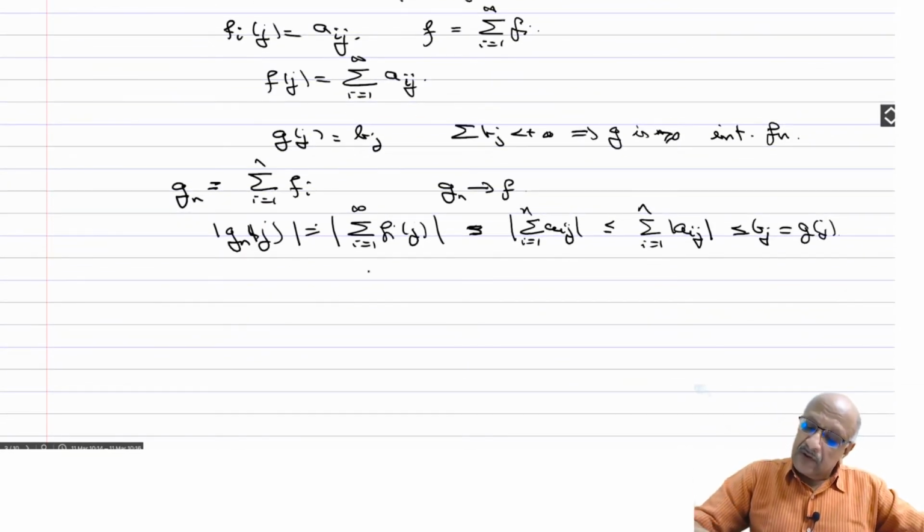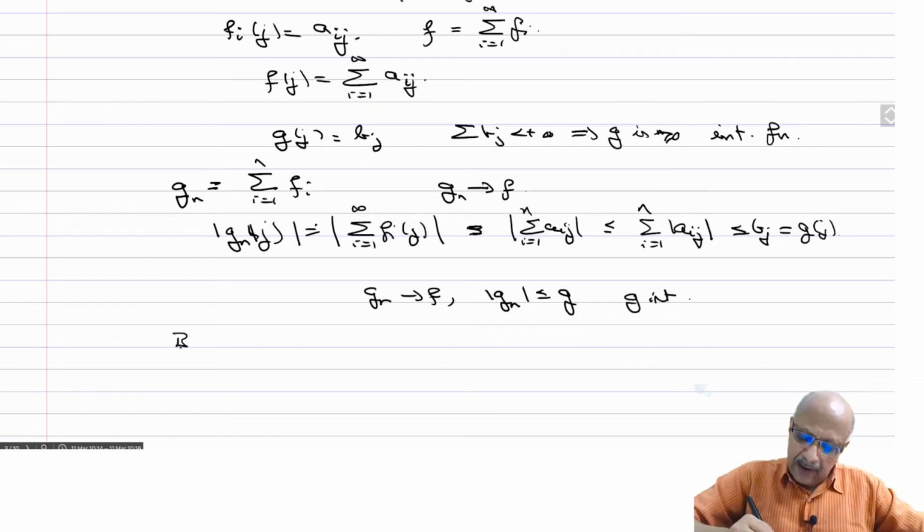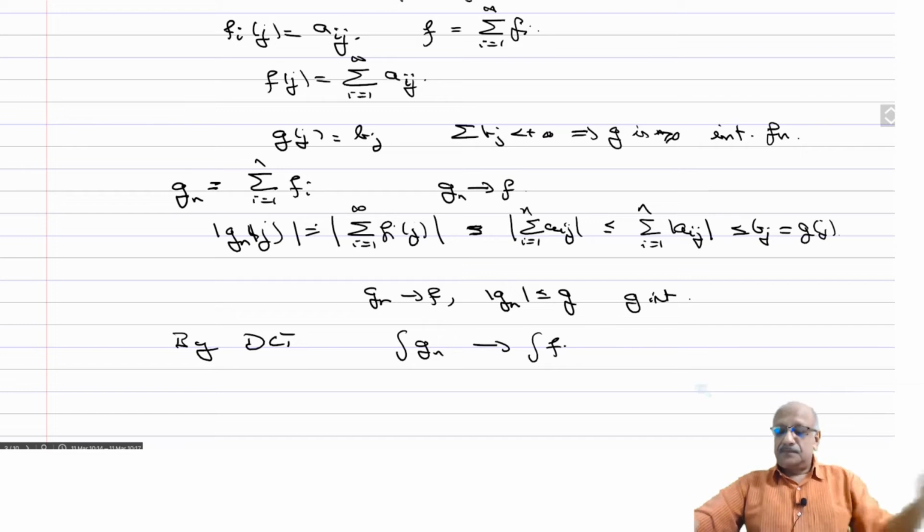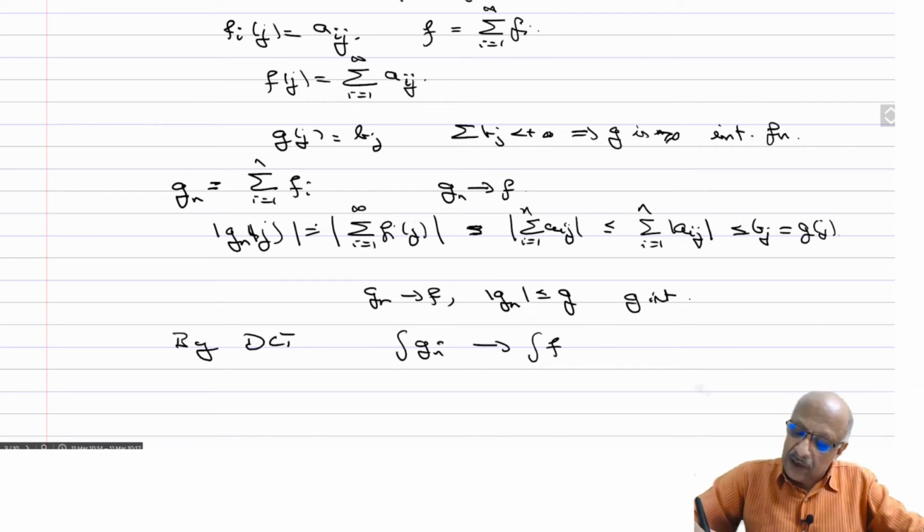So g_n converges to f, and g_n is bounded by g, and g is integrable. So g_n converges to f, mod g_n is less than or equal to g, and g is integrable. Therefore, by the dominated convergence theorem, you have that the integral of g_n converges to the integral of f. So let's see what, so d mu over N.